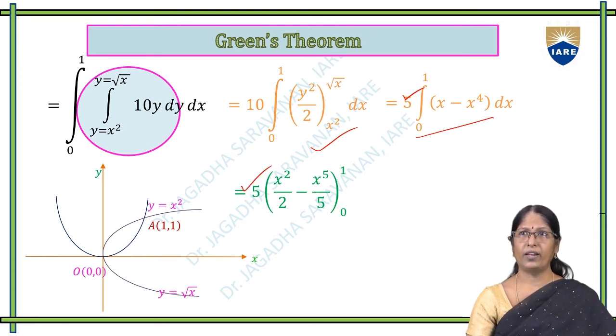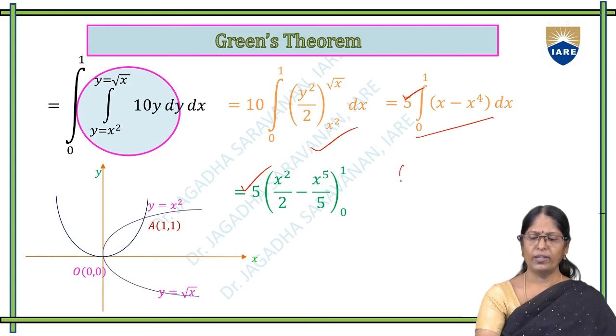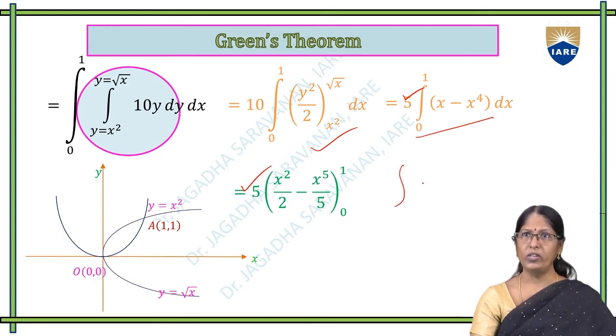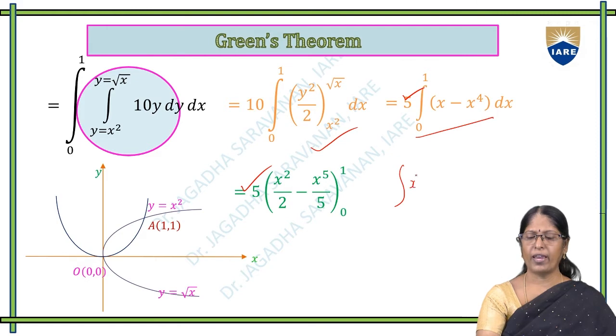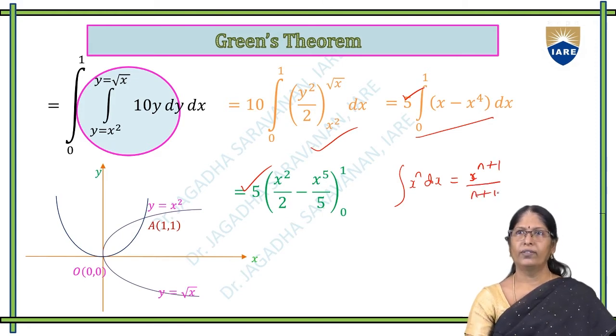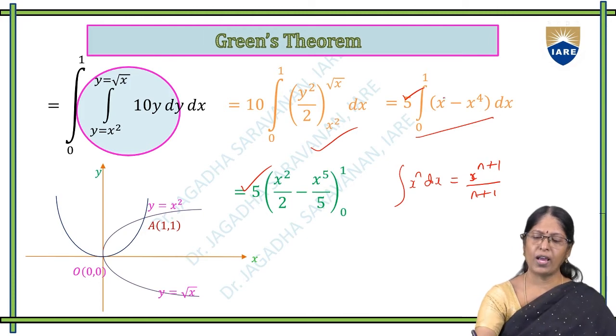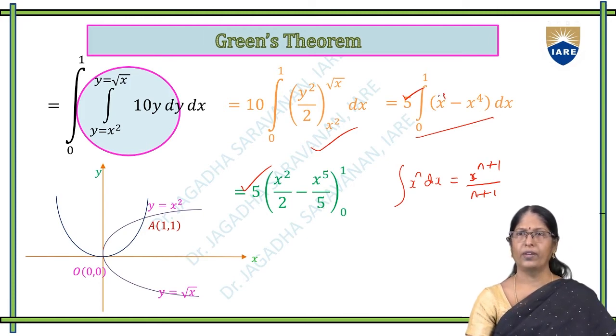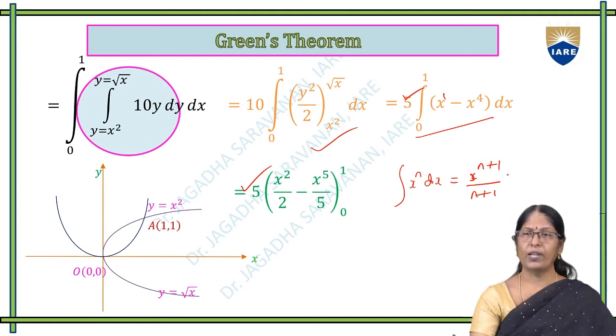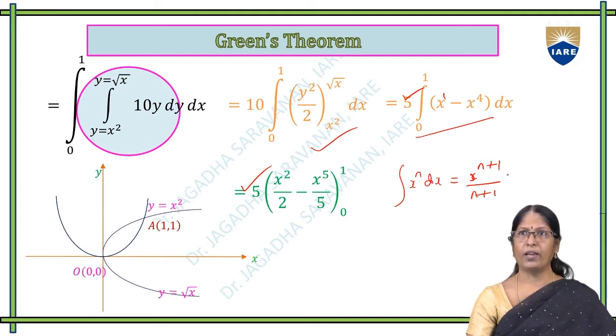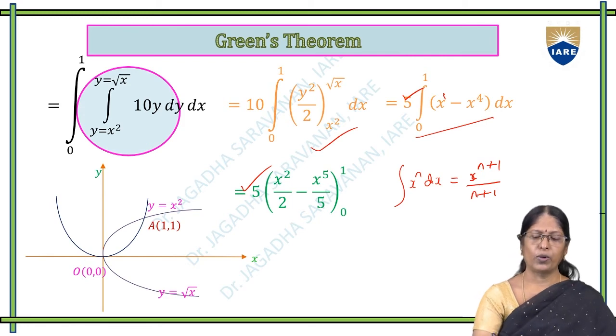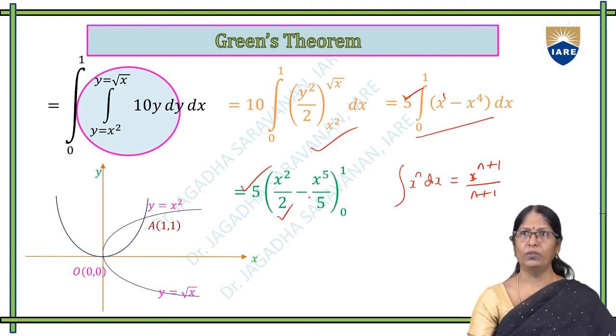The integral of x, we know the integral formula: integral x power n dx is equal to x power n plus 1 by n plus 1. Here x has the power 1, so n value is 1. So 1 plus 1 divided by 1 plus 1, so x square by 2.